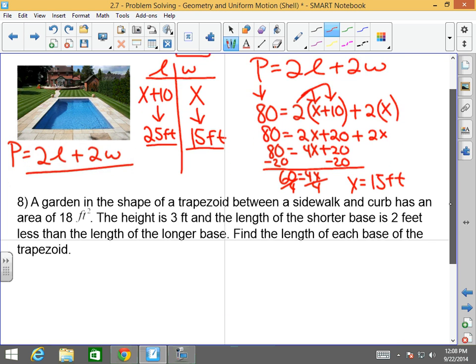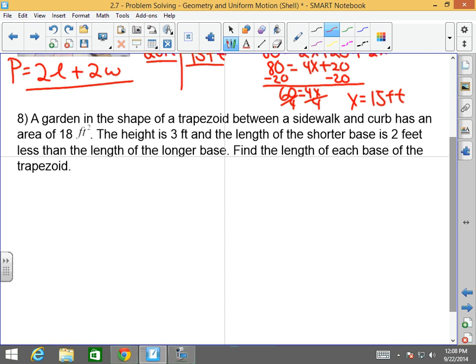And last but not least, my brothers, a garden in the shape of a trapezoid, between a sidewalk and curb, has an area of 18 square feet. The height is 3 feet. And the length of the shorter base is 2 feet less than the length of the longer base. Find the length of each base of the trapezoid.